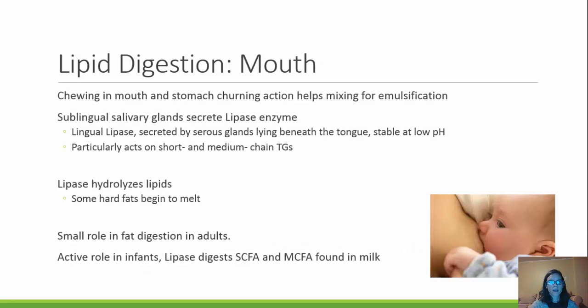Oh, and I should say, going back to this, that I know I said earlier, the major lipids that we find in a typical Western diet are triglycerides, though we do find some phospholipids and some sterols and sterol esters.